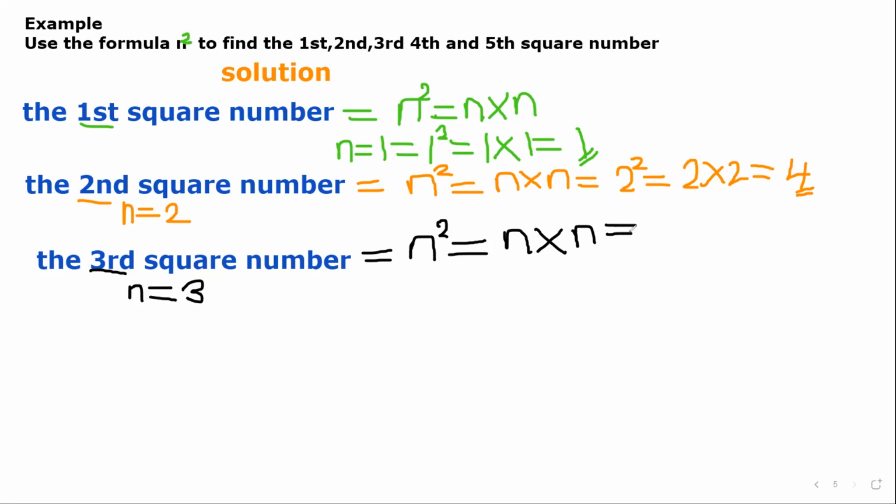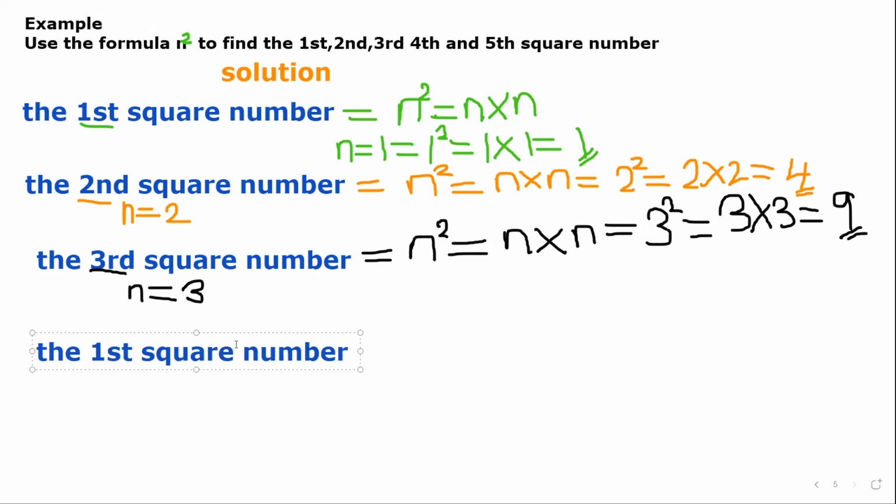So therefore, we have the 3 square. 3 square means the 3 will multiply itself twice. Okay, 3 times 3. And when you multiply 3 times 3, the answer is what? 9. So the third square number is 9. Okay, good. Let's see the fourth square number here.